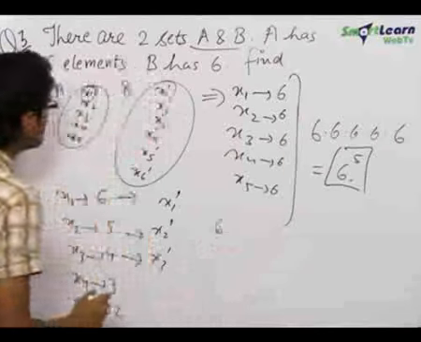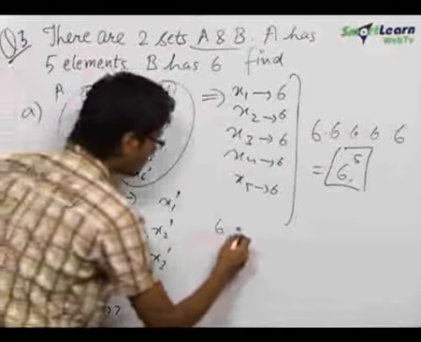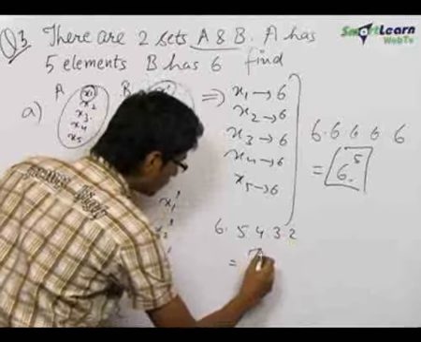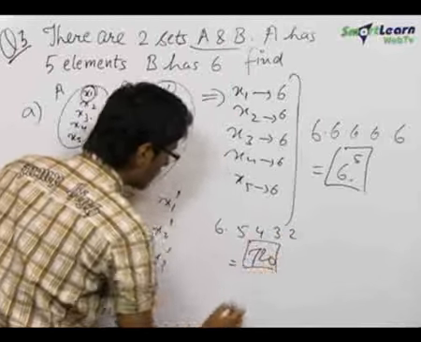So the number of one-one mappings from A to B is 6 into 5 into 4 into 3 into 2, which is equal to 720.